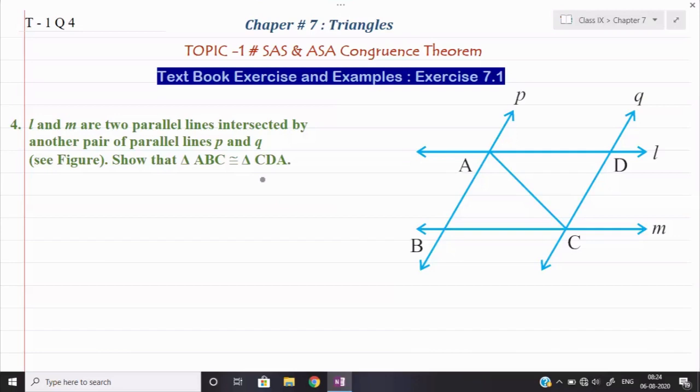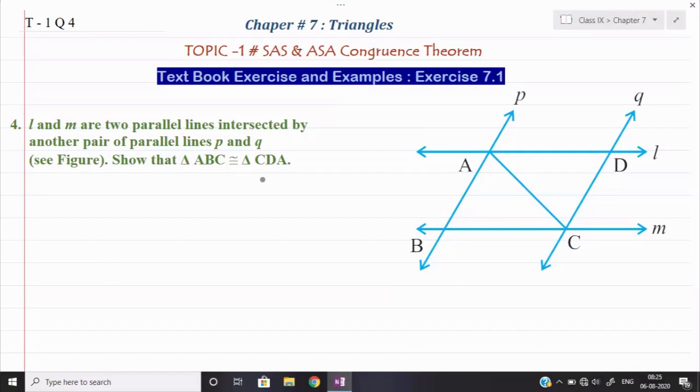Whatever definitions and theorems we have covered earlier will be utilized again and again. For example, we have done the definition of congruent triangles and the criteria of congruency theorems: the side angle side theorem, the angle side angle theorem, the RHS theorem, and the side side side theorem. All these criteria can be utilized as per the required question. So let us see question number 4.